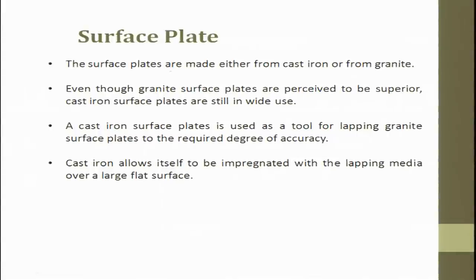The surface plates are made either of cast iron or of granite. So, why cast iron and granite? Because the coefficient of thermal expansion is very low. And we do something called a scraping operation.